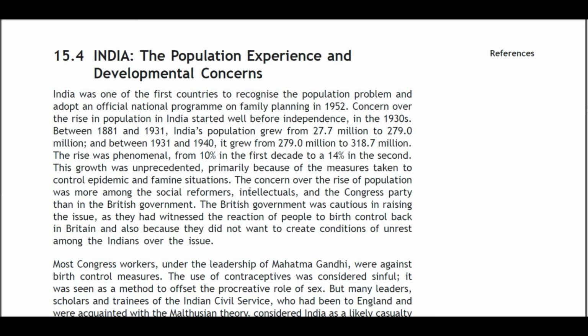The concern over the rise of population was more among social reformers, intellectuals, and the Congress Party than in the British government. The British government was cautious in raising the issue, as they had witnessed the reaction of people to birth control back in Britain, and also because they did not want to create conditions of unrest among the Indian people over the issue.